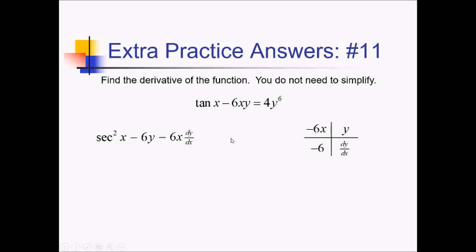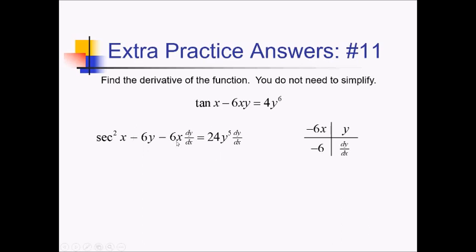And then we've got the other side of the equation now, 4y to the 6th, that's going to become 24y to the 5th times dy over dx. Still got to use that chain rule. At this point, I'm going to get everything with a dy over dx on one side of the equation and move everything else to the other side.